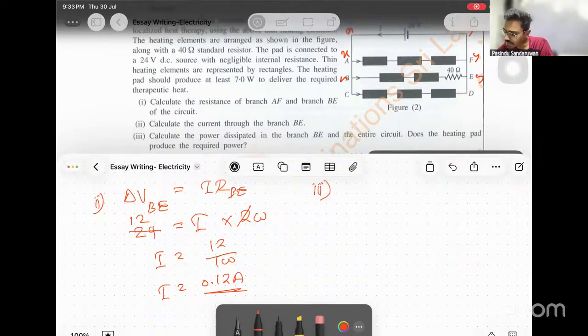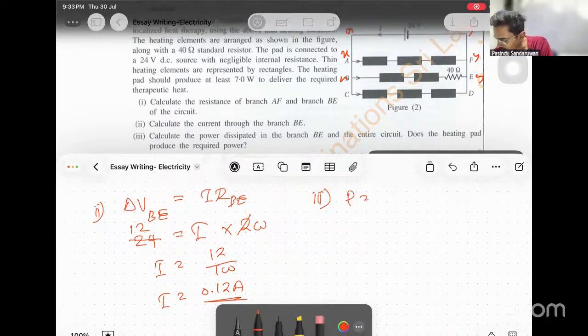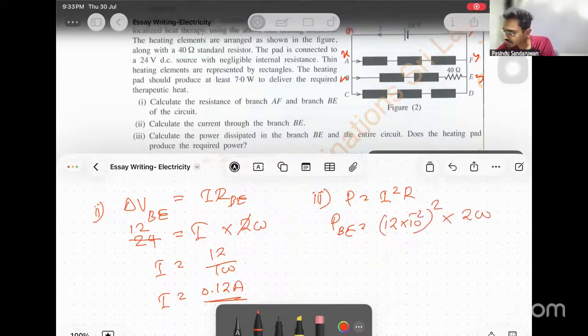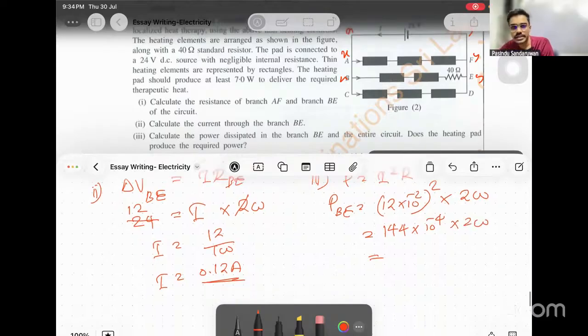Third, calculate the power dissipated in the branch BE. Since current is known, power is given by I squared R. So power of branch BE is 0.12 squared, which we can write as 12 times 10 to the power minus 2 squared, times R of 200. 12 squared is 144, times 10 to the power minus 4, into 200. That gives 288, meaning 2.88 watts.